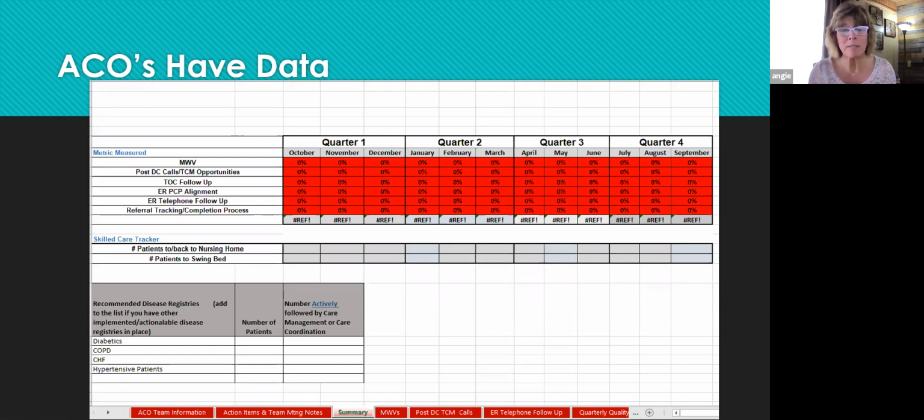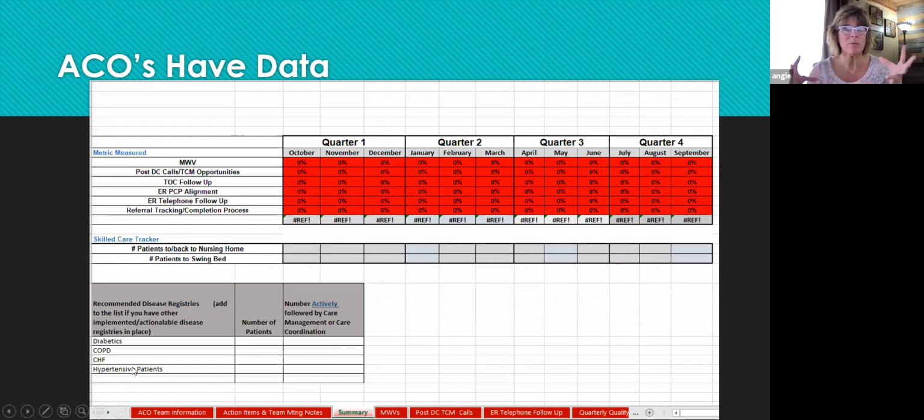The ER PCP alignment, so that they quit using our ER all the time. Looking at ER telephone calls to follow up and make sure that they did what they were supposed to post-ER. And then referral tracking completion was another one that we had done. And then we started looking at some skilled care trackers, patients to swing, patients to nursing home, which are just some quality measures that we were looking at.